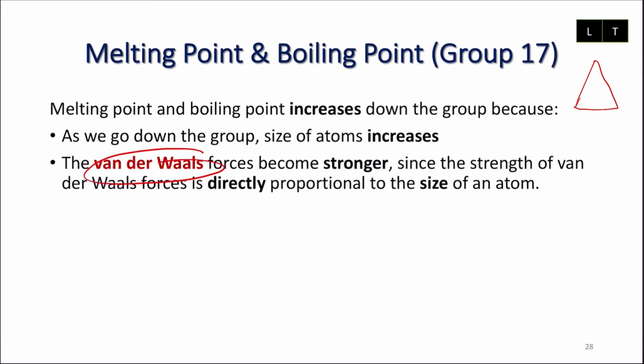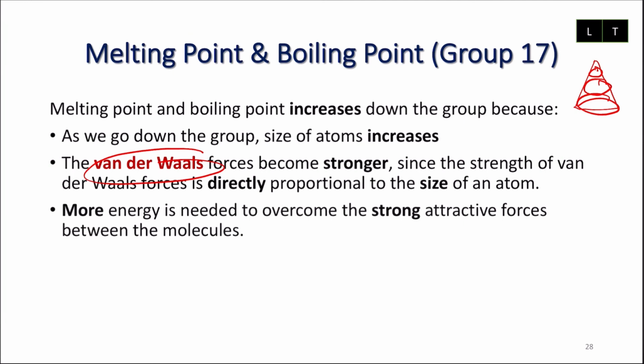And from before, in the previous video, van der Waals forces is directly proportional to the size of atom. So, kalaulah awak punya atom tu besar, maknanya van der Waals forces dia sangat strong. So, when going down the group, kita faham size dia sangat besar. So, that's why dia punya van der Waals forces paling kuat. So, more energy is needed to overcome the strong attractive forces, iaitu van der Waals forces between the molecules. Hence, higher melting point and boiling point. So, that's it for the explanation about melting point and boiling point in group 17.